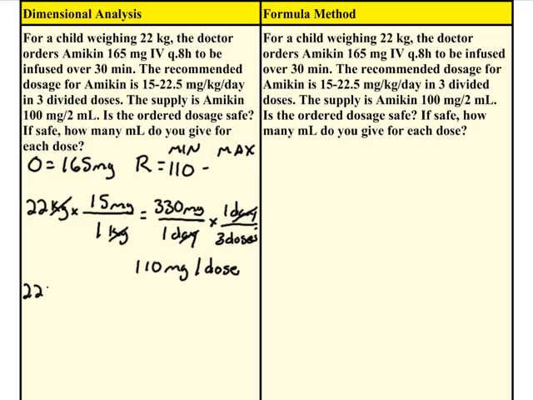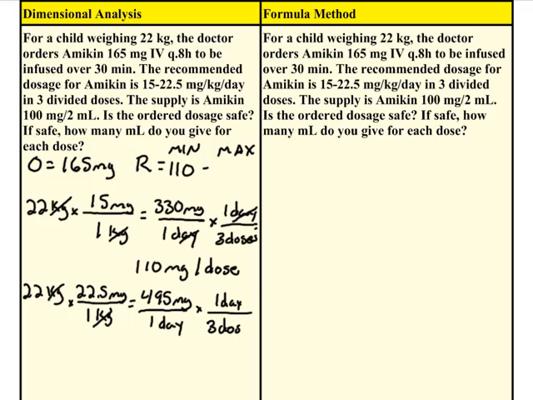Our patient weighs 22 kilograms, and from the recommended dosage, we can see we're allotted to give a maximum of 22.5 milligrams per kilogram the patient weighs. If we work this out, we can see we need to give 495 milligrams, but again, this is per day. We don't want a daily dose though. We know that each day we have to divide this into 3 doses.